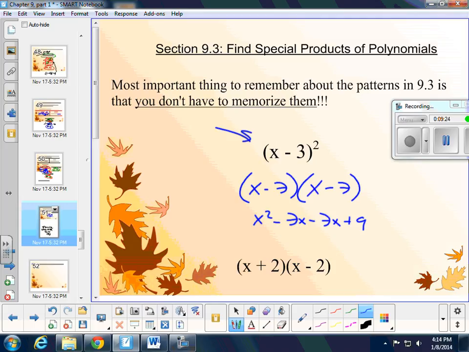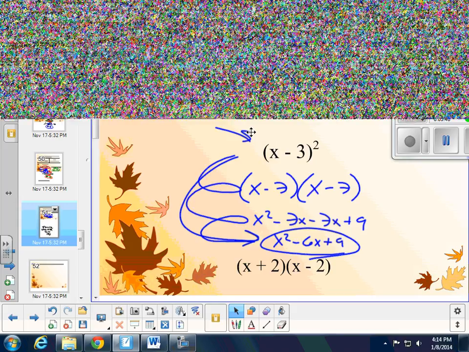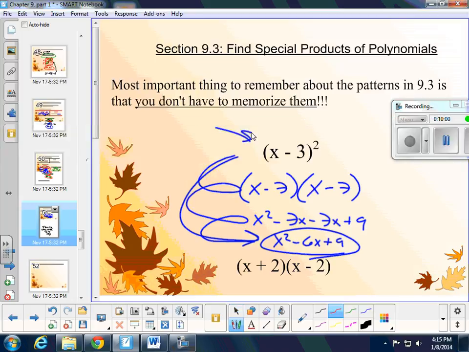Or what if I didn't remember what the shortcut was? Well, that's okay. I still got to the correct answer. I just had to go the long way again. I had to do all the steps. And you should go home and study these patterns. They're nice patterns. They're ones that you should know. But realize if you couldn't jump right from here to the end, you could still get the right answer just by doing what we normally do.